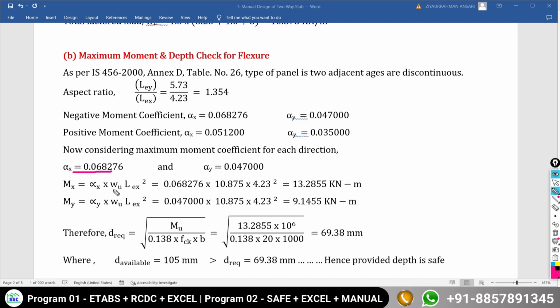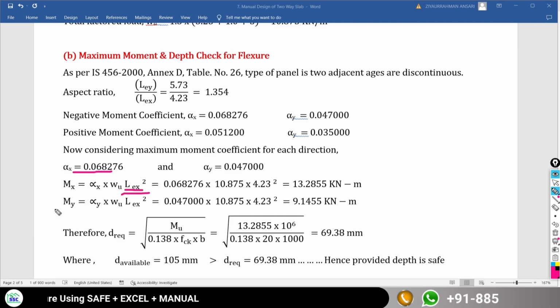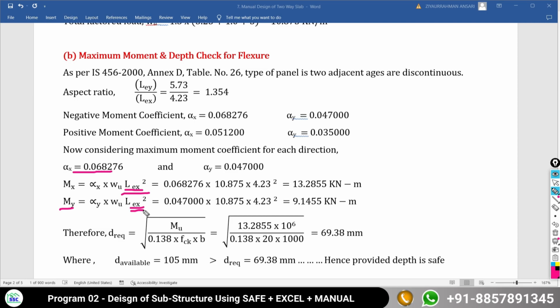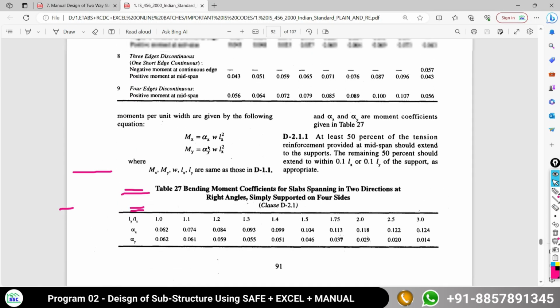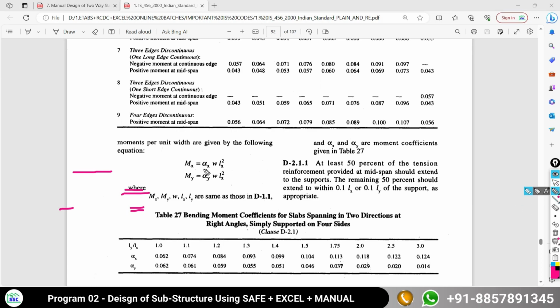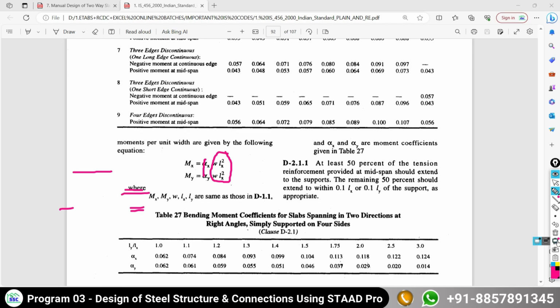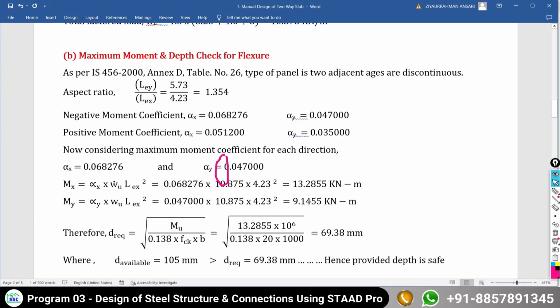Now in respect of these two moment coefficients we are going to do the calculation in both directions. So alpha x multiplied by ultimate load multiplied by shorter span. For the y direction also you have to consider the shorter span, as given in your code. In both directions you only change the moment coefficient. The rest of the parameters will be the same, ultimate load multiplied by shorter span square.